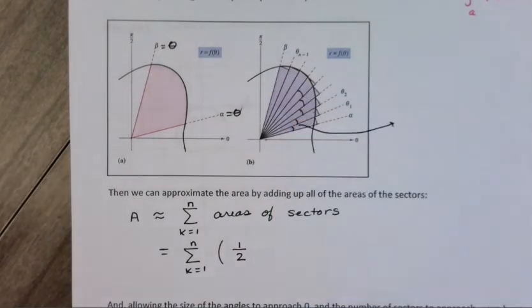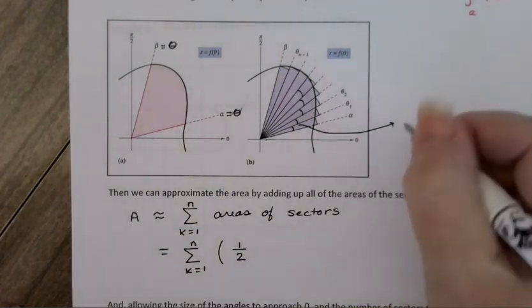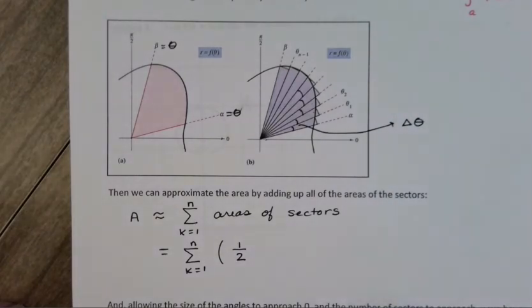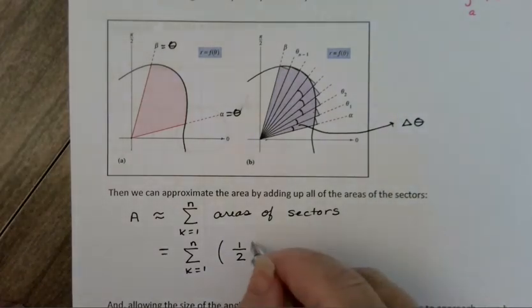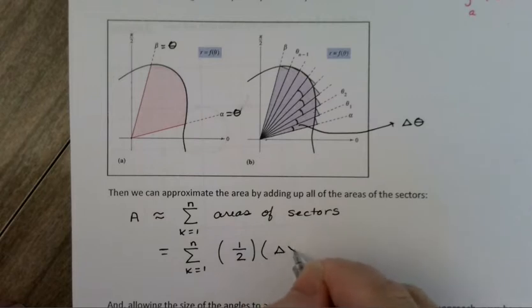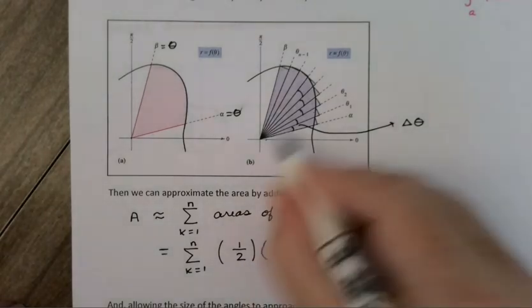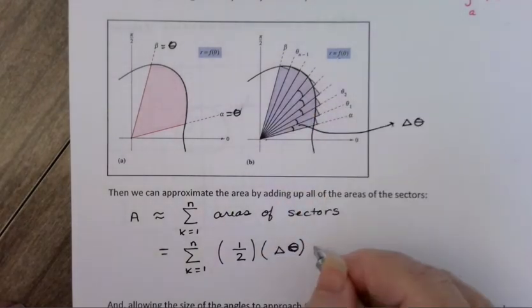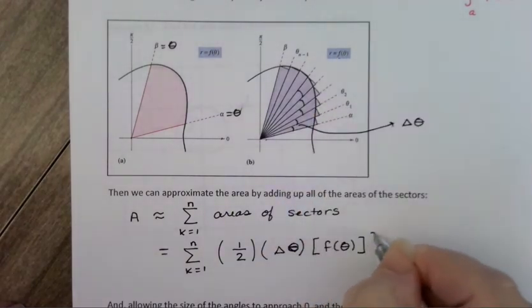And since each of those little angles is going to get smaller and smaller as I create more and more sectors, I'm going to go ahead and call that delta theta. So the angles which are shrinking down very small are the delta thetas. And then the r squared, well, let's see, r is f of theta, so that would be f of theta squared.